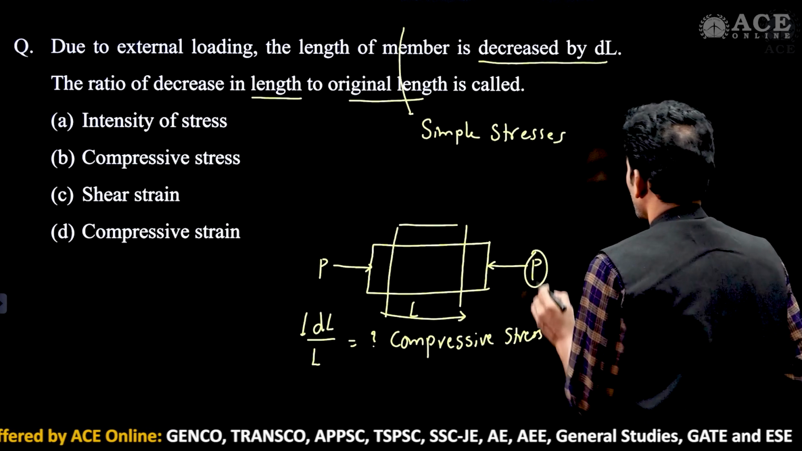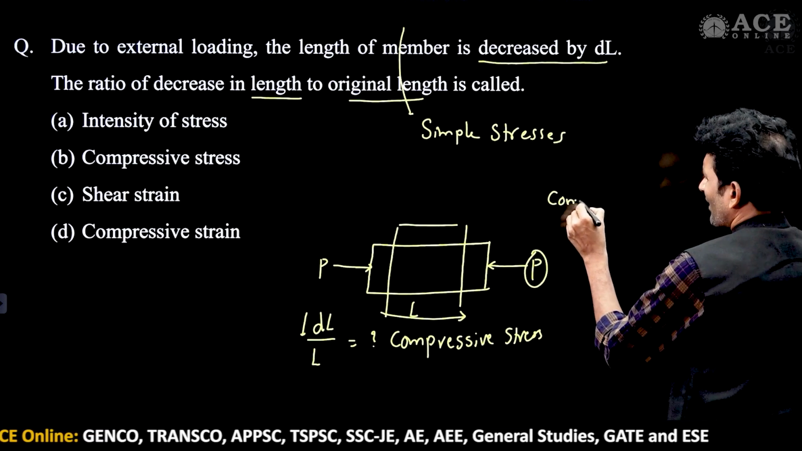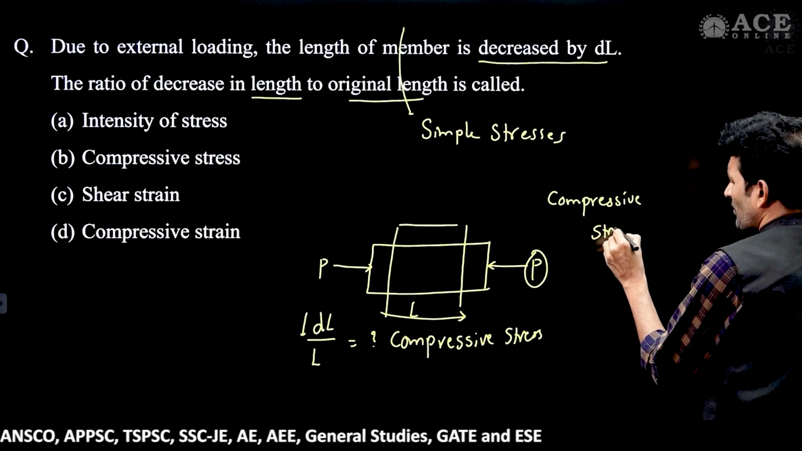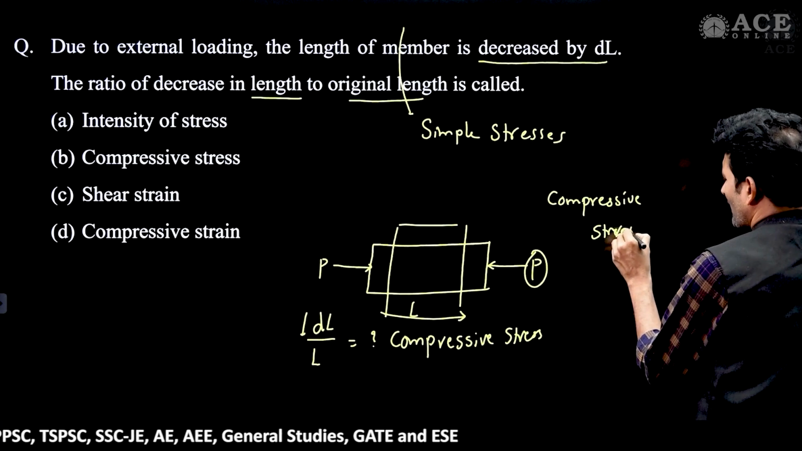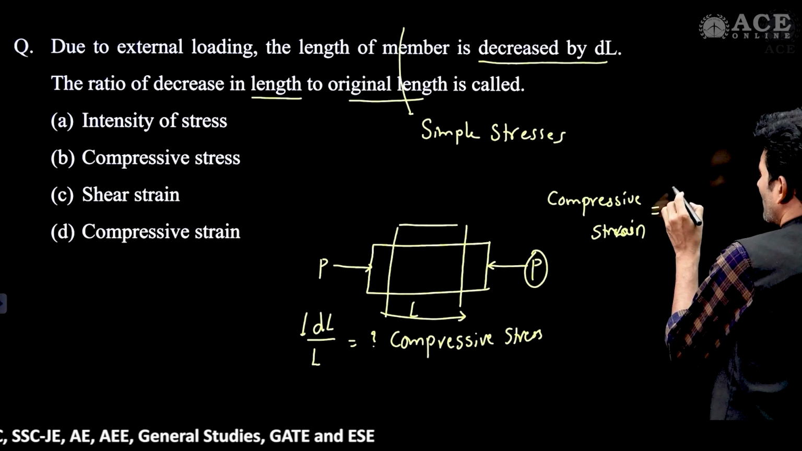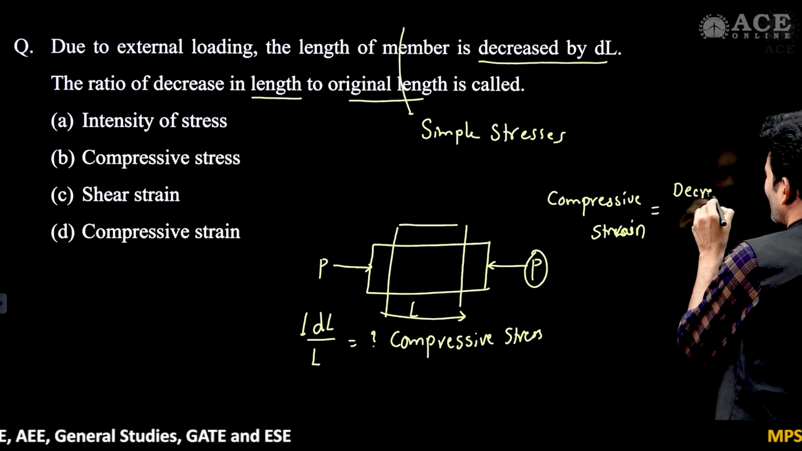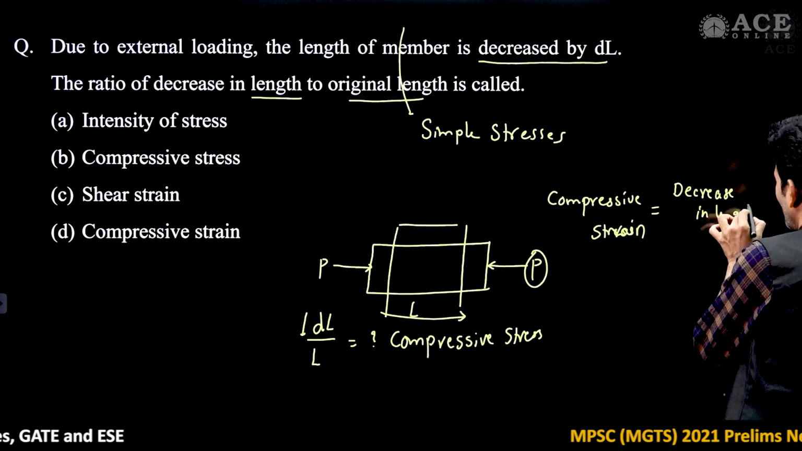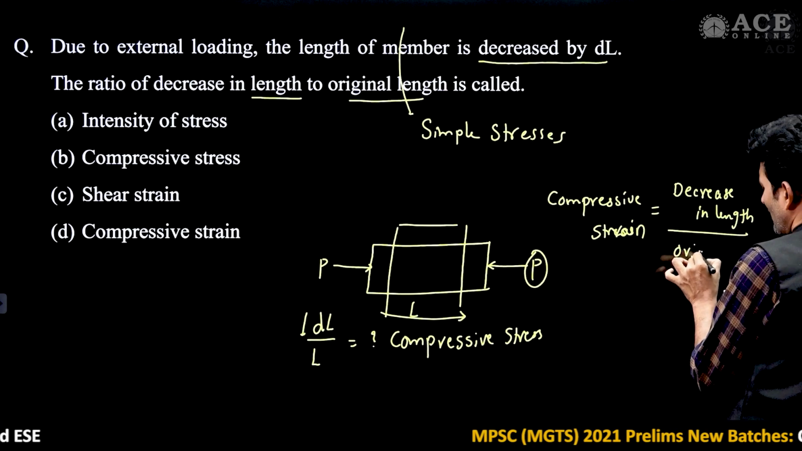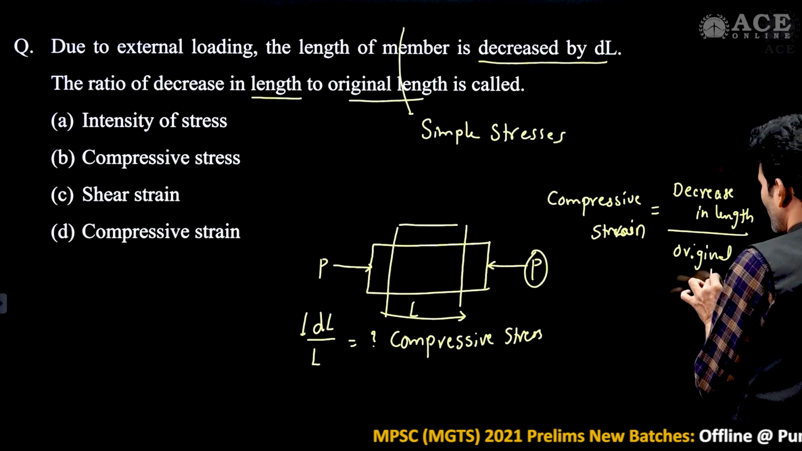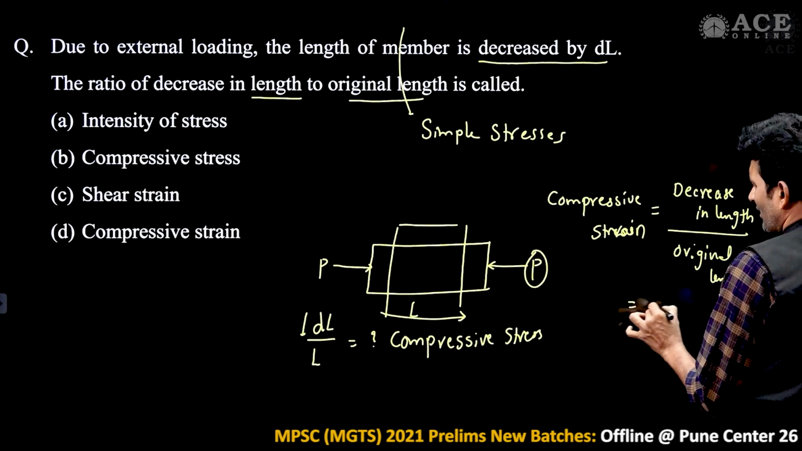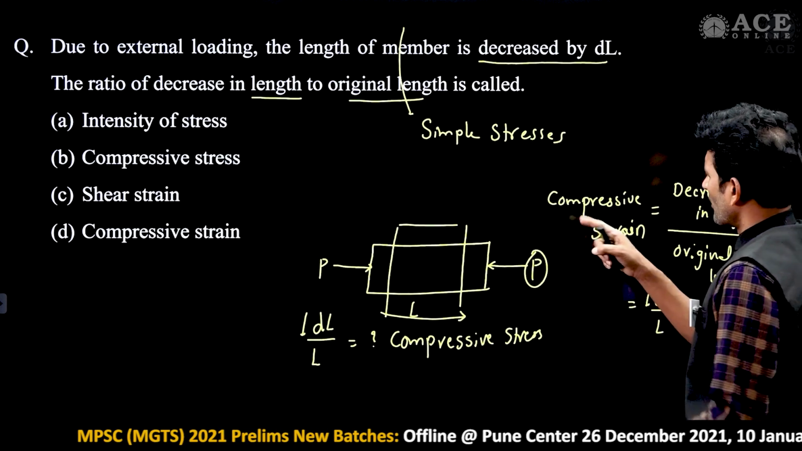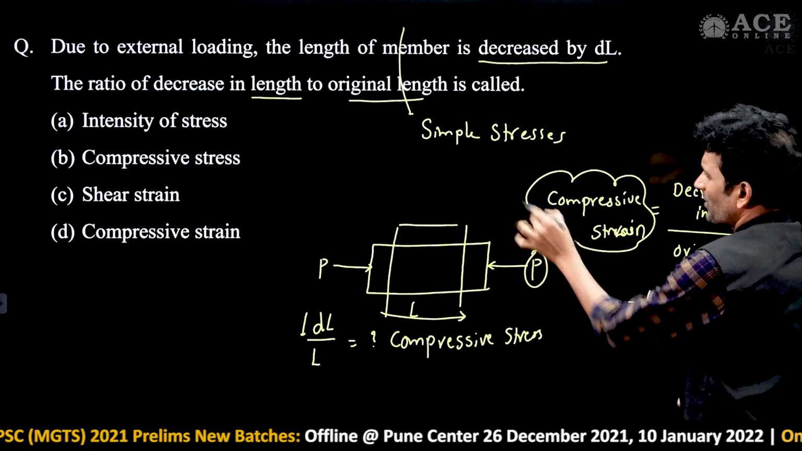So, from the definition of compressive strain, how are you defining it? Compressive strain is nothing but the decrease in length divided by the original length. This ratio is what is being asked, my dear friends. That is nothing but dL, the decrease in length, divided by L. What we call this is the compressive strain.